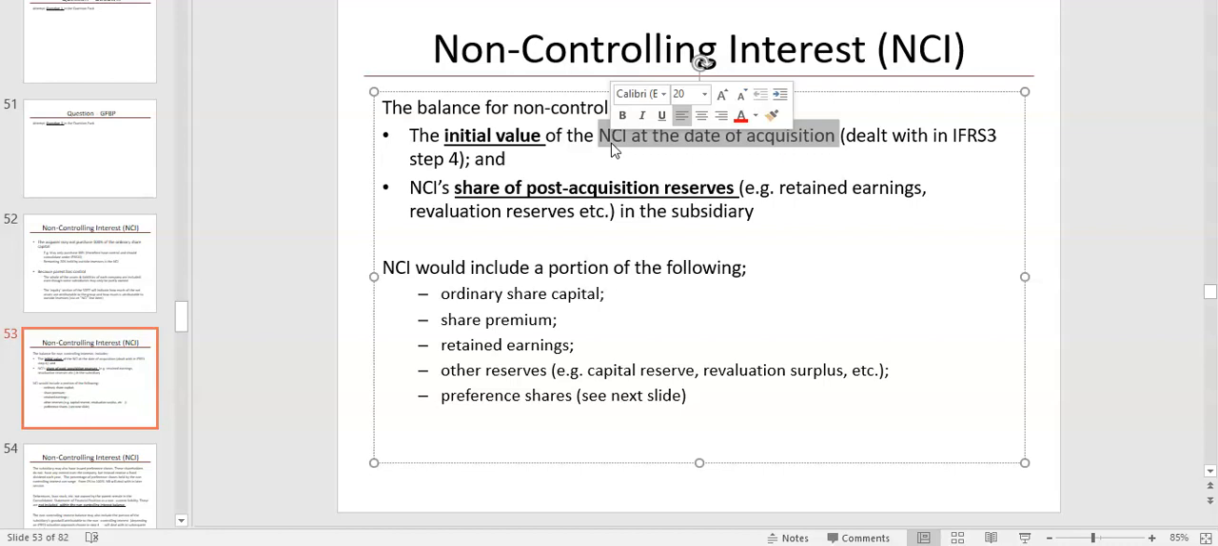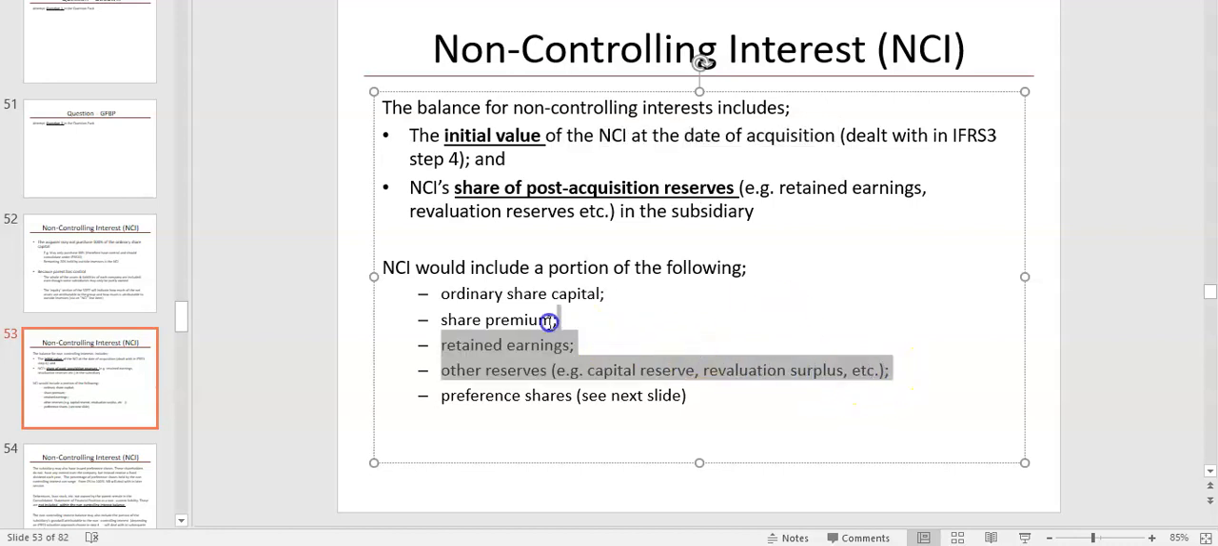But as well as that post-acquisition, so once you acquire a business, every period after acquisition, the NCI is going to get a share of reserves. So a share of profits through retained earnings and a share of any other comprehensive income, like revaluation reserve. So the NCI would include ordinary share capital, any share premium, any retained earnings, and any other reserves like a revaluation surplus, based on their ownership percentage. So if they own 20%, they get 20% of share premium, 20% of retained earnings, etc.